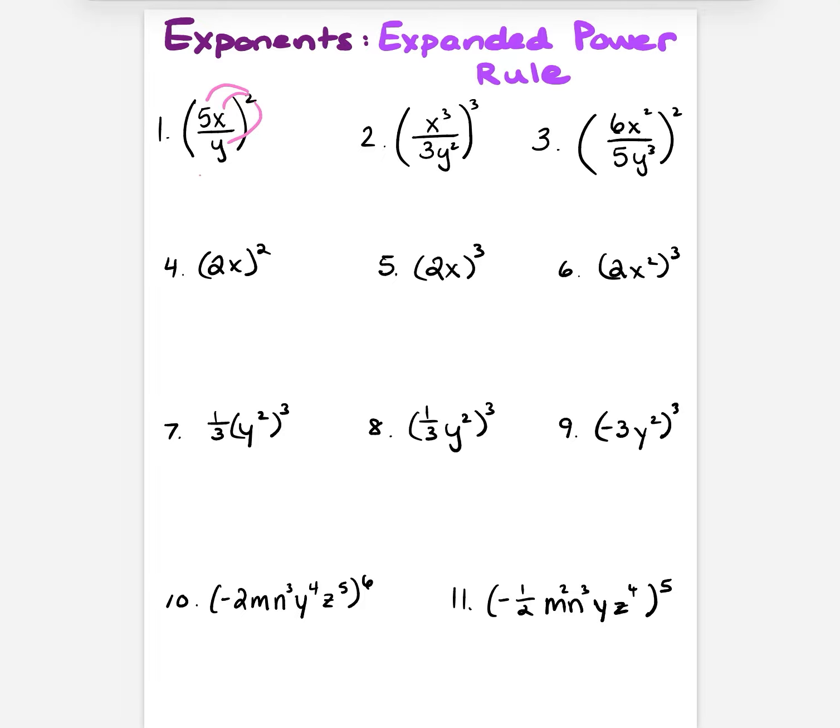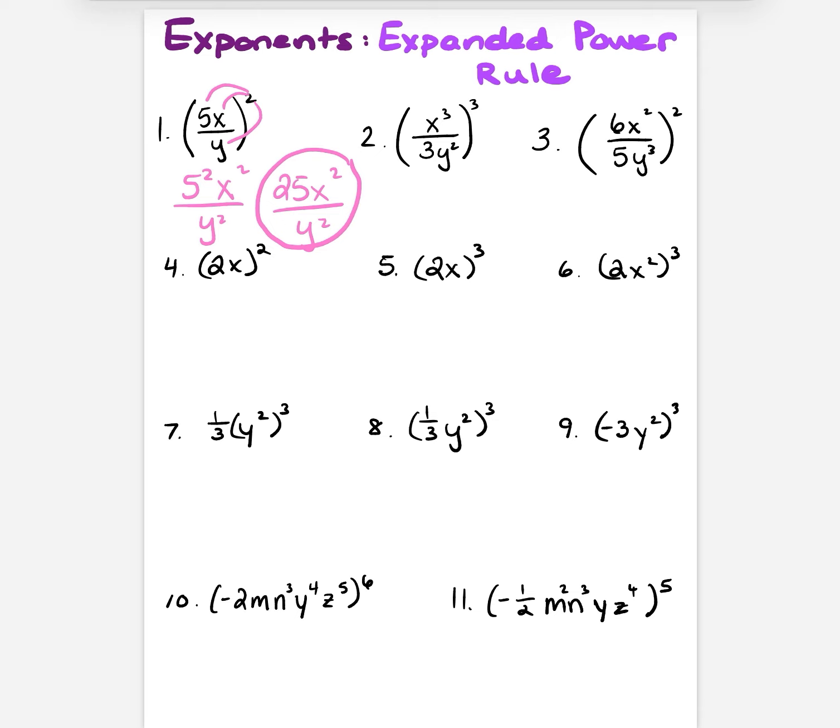So I've got 5 squared, x squared, all divided by y squared. Nothing's going to move out of place, we're just distributing the 2. So 5 squared, of course, is 25, x squared, we don't know what that is, and we don't know what y squared is because they're both variables, but that is our simplified answer, 25x squared over y squared.